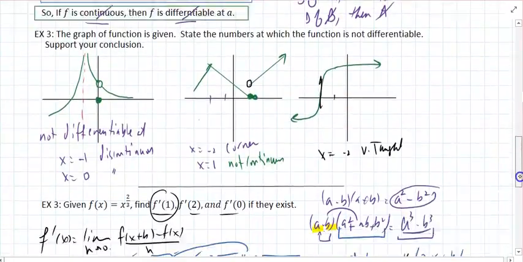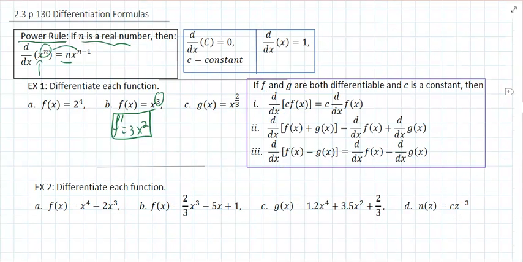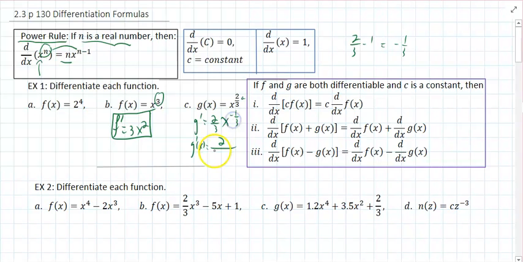Do you remember this problem? You see that lovely problem? Isn't that x raised to a power? The answer was 2 over 3 cube root of x. Well, if I take a derivative of this, that is a real number, bring the power down, subtract 1 from the power. 2/3 minus 1 is negative 1/3. Isn't that 2 over 3 cube root of x?